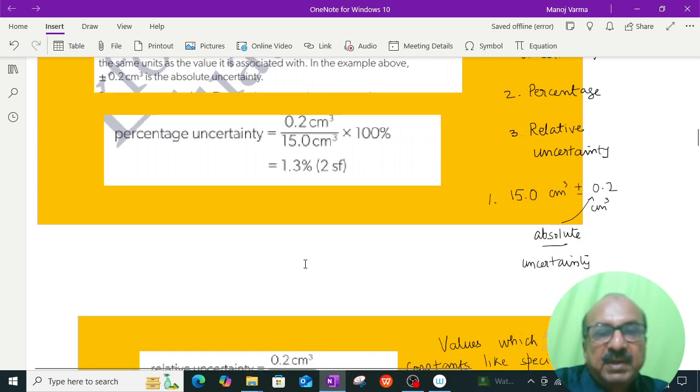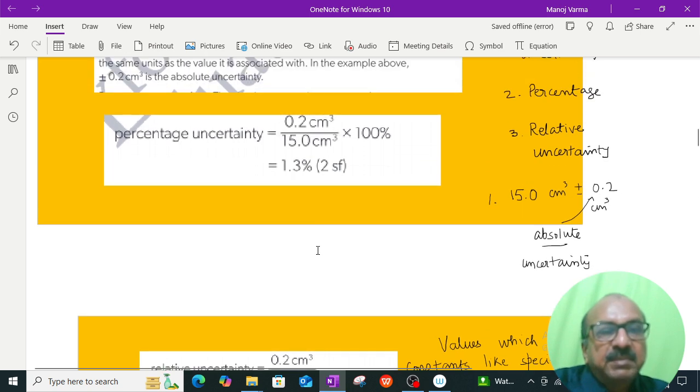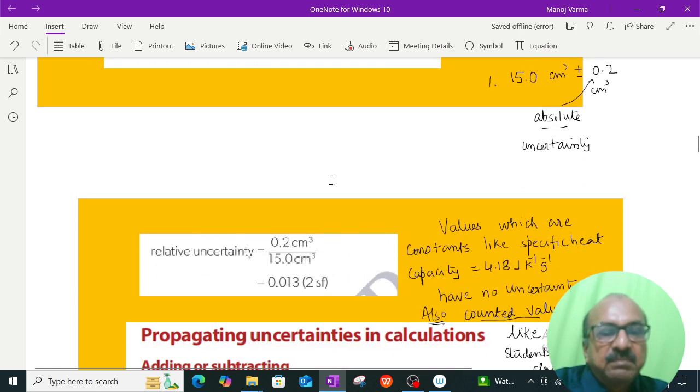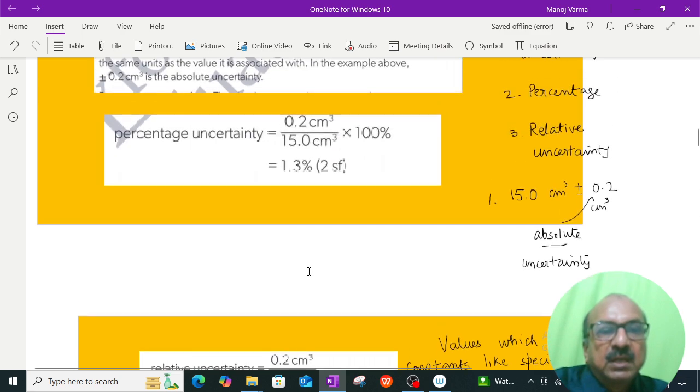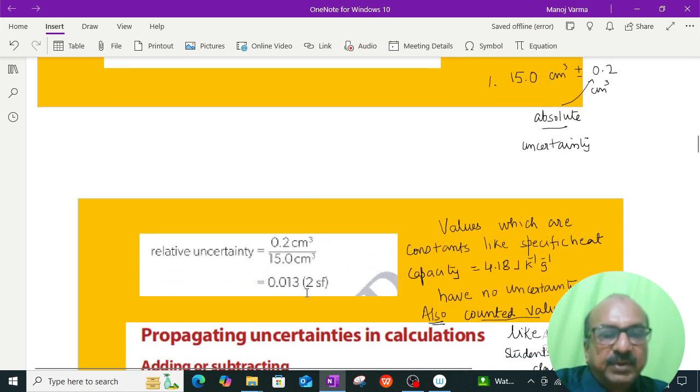Now there is one more method, that is the relative uncertainty. It is similar to percentage uncertainty, except that we don't have to multiply by 100%. So simply 0.2 centimeter cube over 15.0 centimeter cube is the relative uncertainty. So 1.3% therefore changes to 0.013, again to two significant figures.